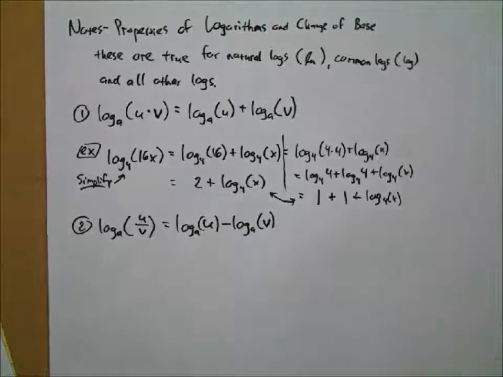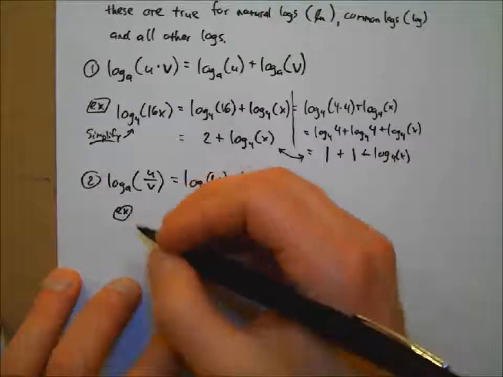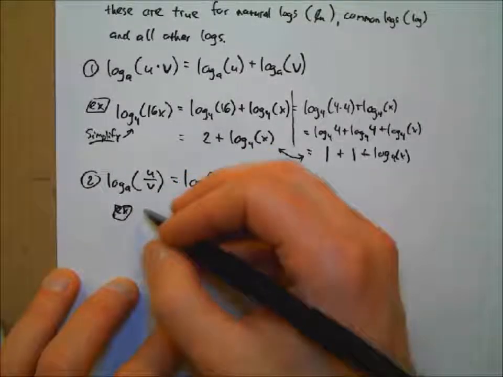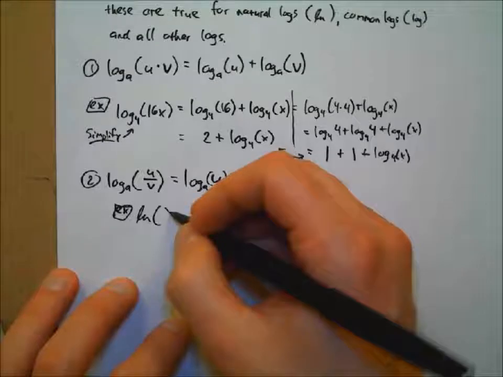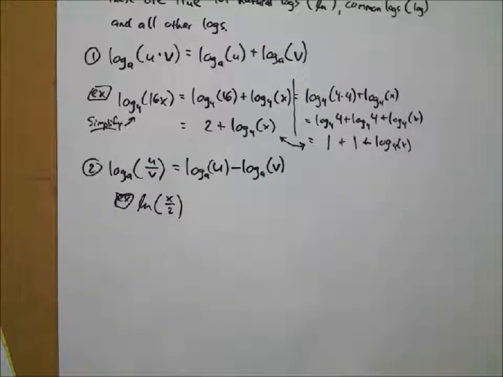Okay? Log base a of u minus log base a of v. All right. And so then, just as a quick example of that, let's take a look, for example, at the natural log of x over 2. What can we change this natural log of x divided by 2? What can we change that to be? So, yeah, go ahead, Megan. The natural log of x minus the natural log of 2.